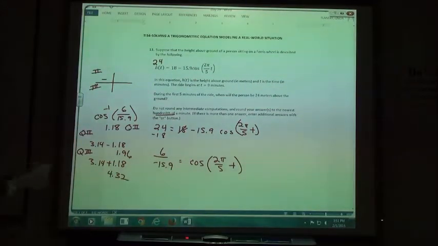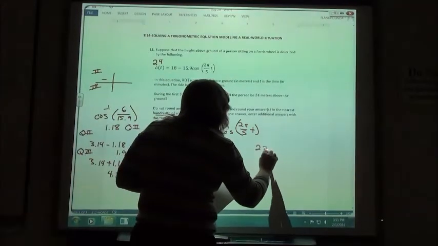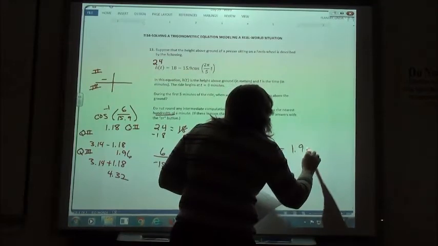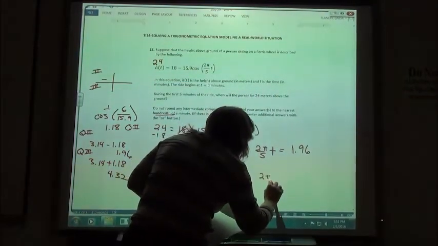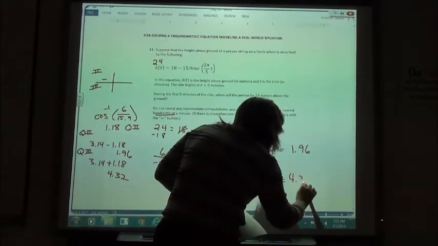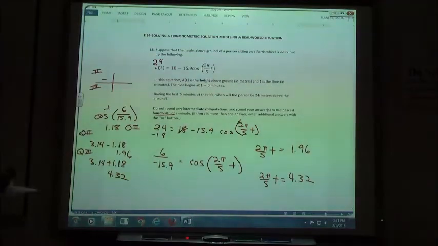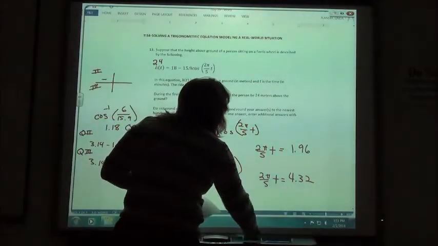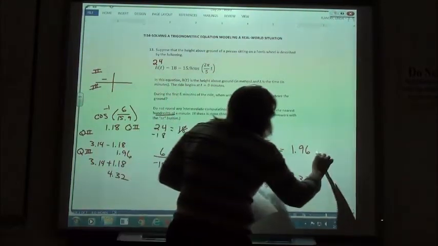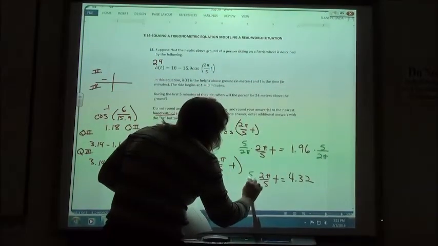Now, that is really equal to this. So 2 pi over 5t either equals 1.96 or 2 pi over 5t equals my 4.32. I have to solve each of those for t. So if I'm going to solve for t, I'm going to multiply by 5 over 2 pi. Same thing down here, 5 over 2 pi.